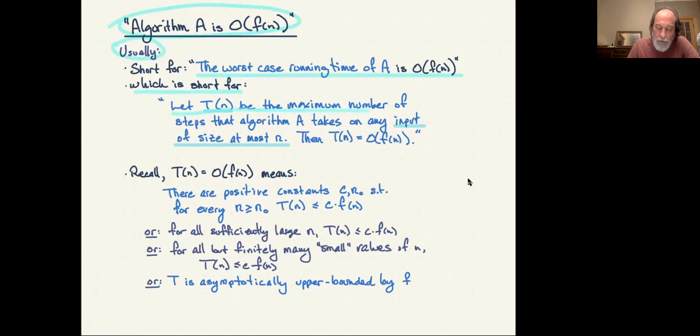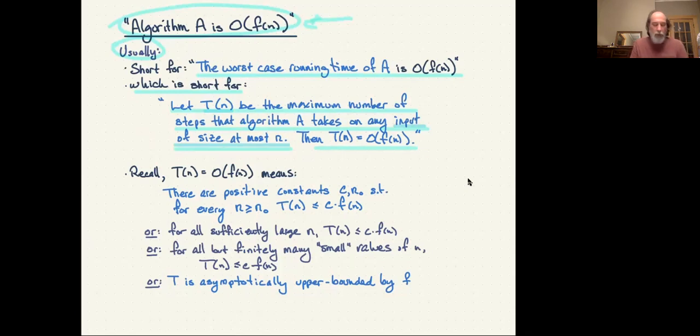If we let t of n be the maximum number of steps that the algorithm takes on any input of size at most n, then t of n is big O of f of n. That's what we're really claiming when we usually say this. That's the default interpretation of that statement.